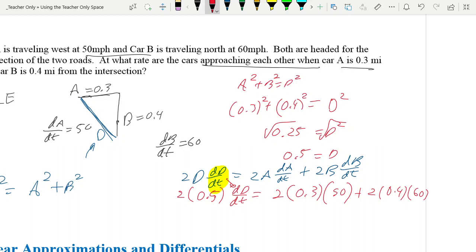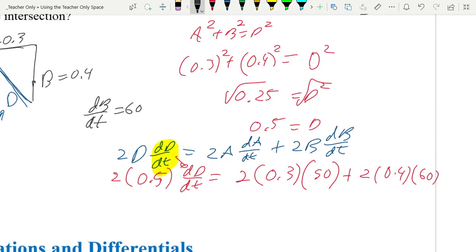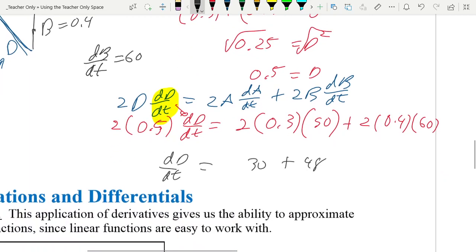Okay, all right, so now comes math. 2 times 0.5 is 1, so that's just going to leave us with dD/dt is equal to 50 times 2 times 0.3. That's going to give me 30, plus 60 times 0.4 times 2. That's going to give me 48. So therefore, dD/dt is equal to 78.